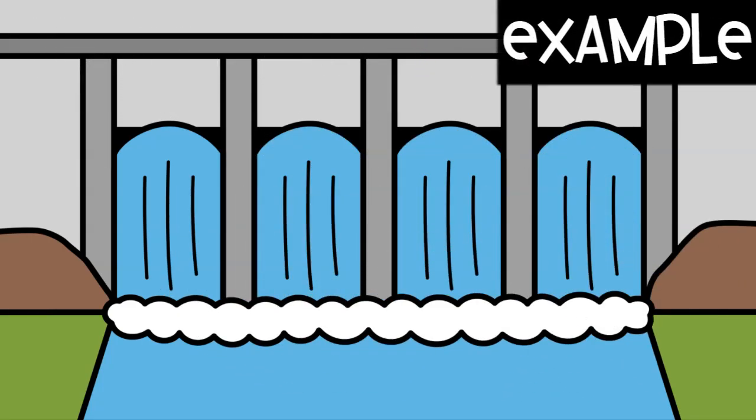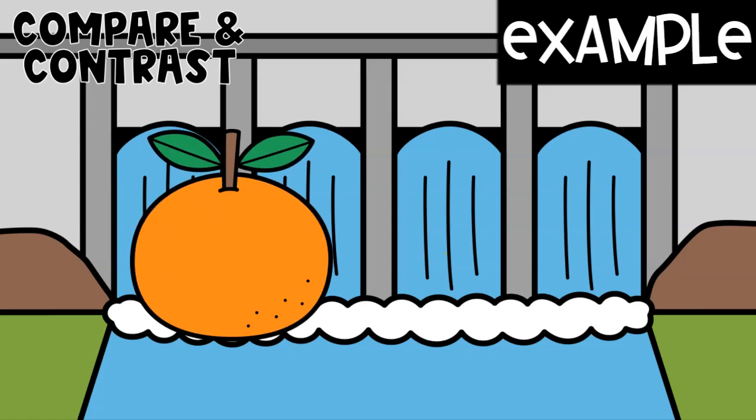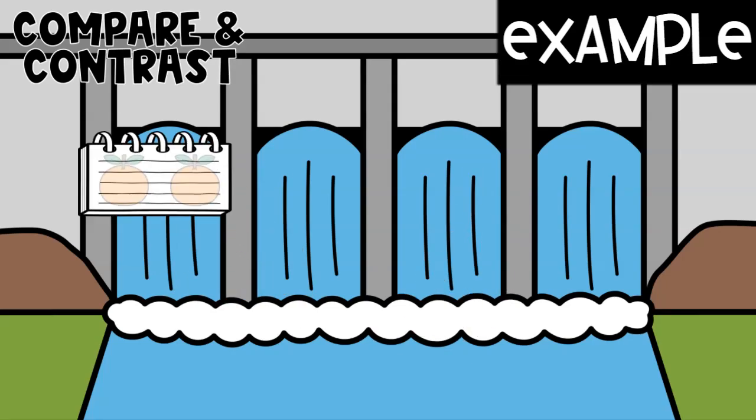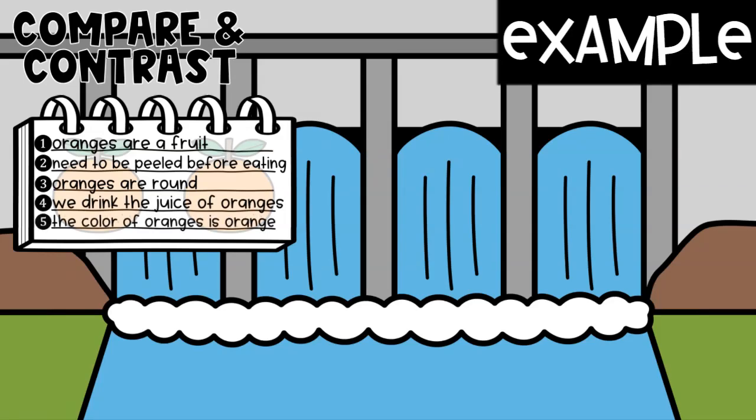For our example today, we're going to compare and contrast oranges and bananas. First, let's list some things we know about oranges. We know that oranges are a fruit. We also know that oranges need to be peeled before you can eat them. Oranges are round. We drink the juice from oranges. Lastly, the color of oranges is orange.